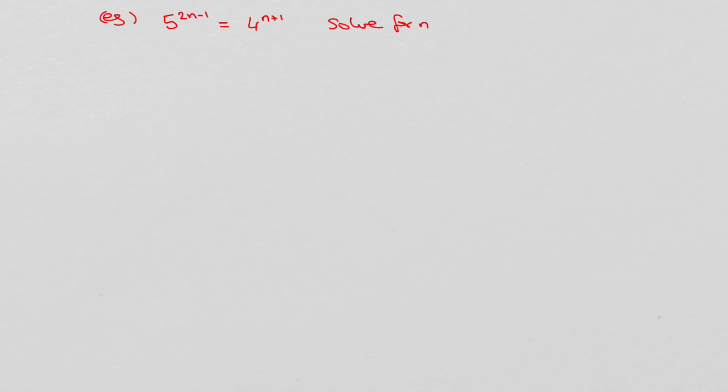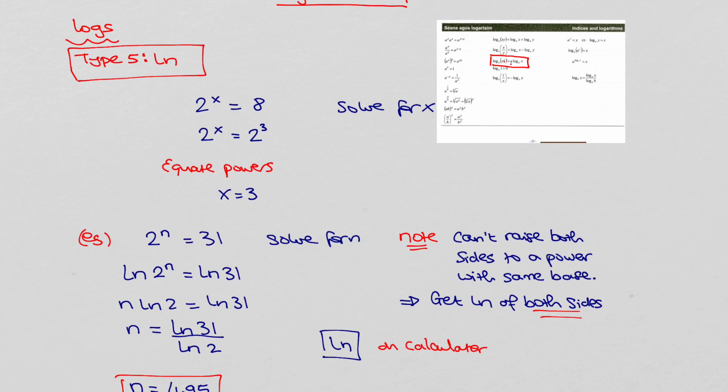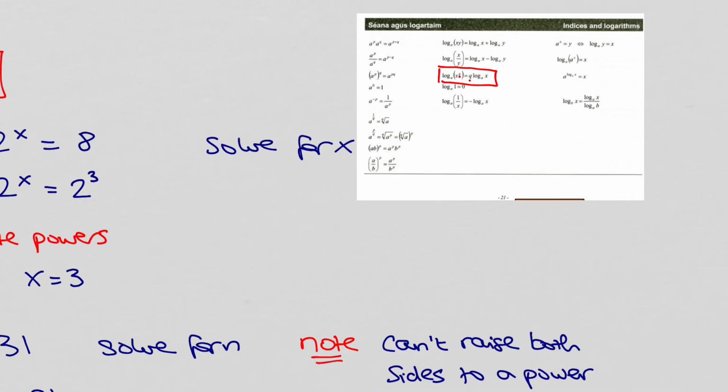So here we have 2 terms on each side of the equation that both have an n in it. So again, what I'm going to do is get log of both sides. So we have natural log of 5 to the power of 2n minus 1 equals natural log of 4 to the power of n plus 1. So again, applying that same rule of bringing down the power from page 21 in our tables.